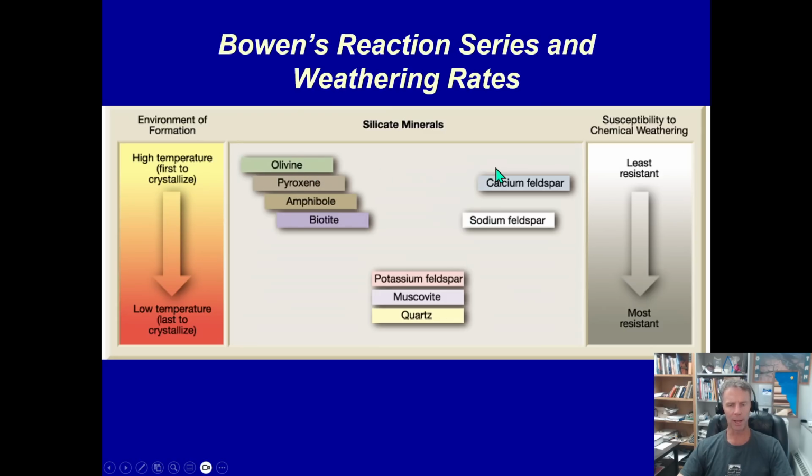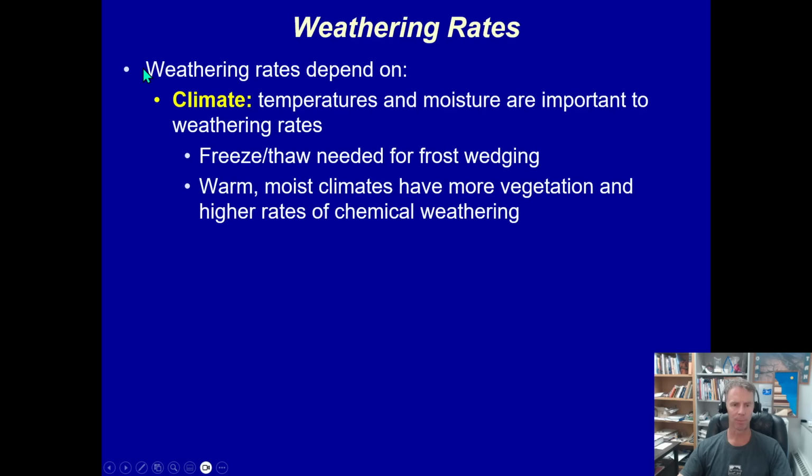So a fun little example there of how this Bowen's reaction series actually fits in a little bit with chemical weathering, from minerals like quartz, which are very abundant, partly because they're hard and they lack cleavage planes and they're common, but also because they're very resistant to weathering. Quartz is a mineral that can get recycled over and over and over from one environment to the next.